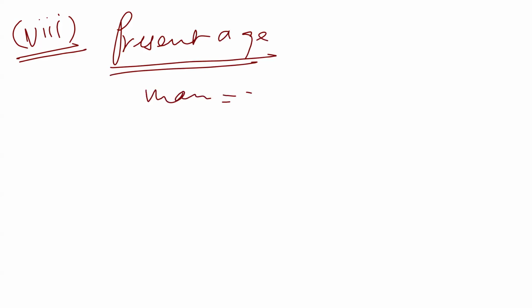2 years ago, a man's age was 3 times the square of his son's age. And in 3 years' time, means after 3 years, his age will be 4 times his son's age. Find the present age. Now, let the present age of man be x and present age of son be y. So this is our assumption.